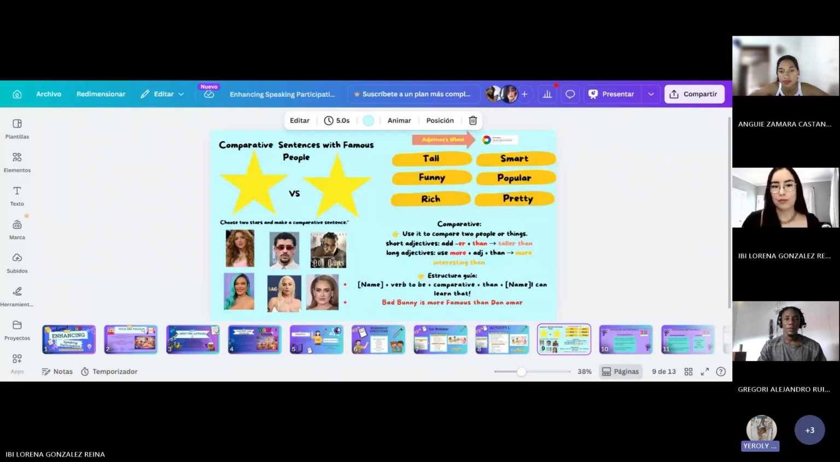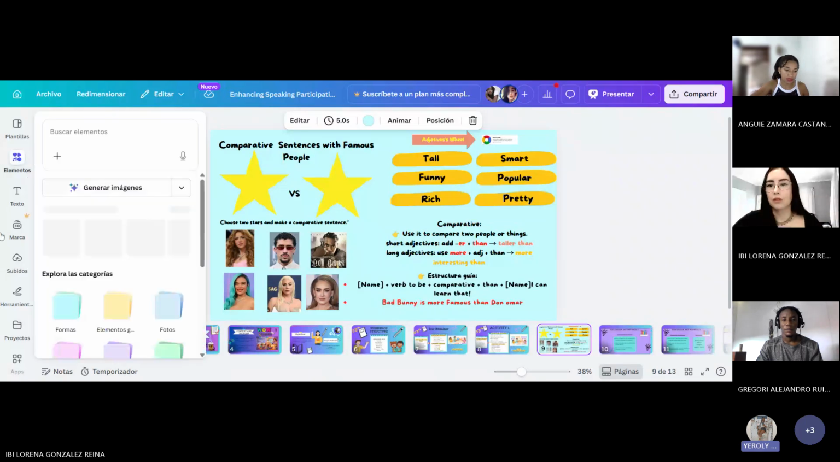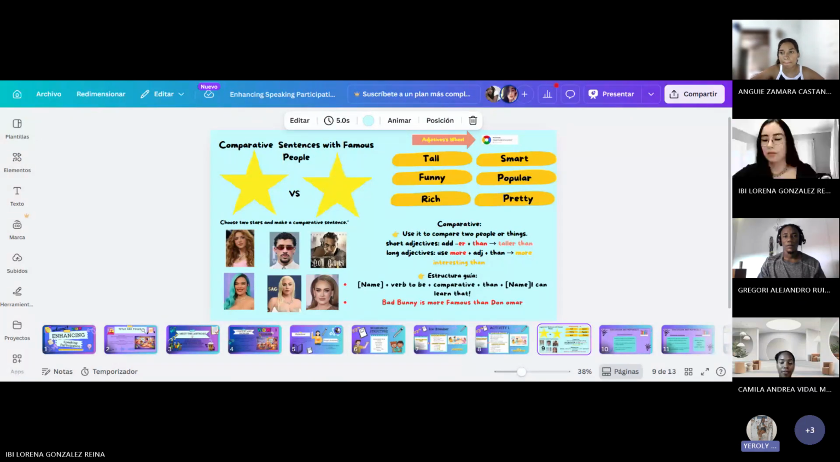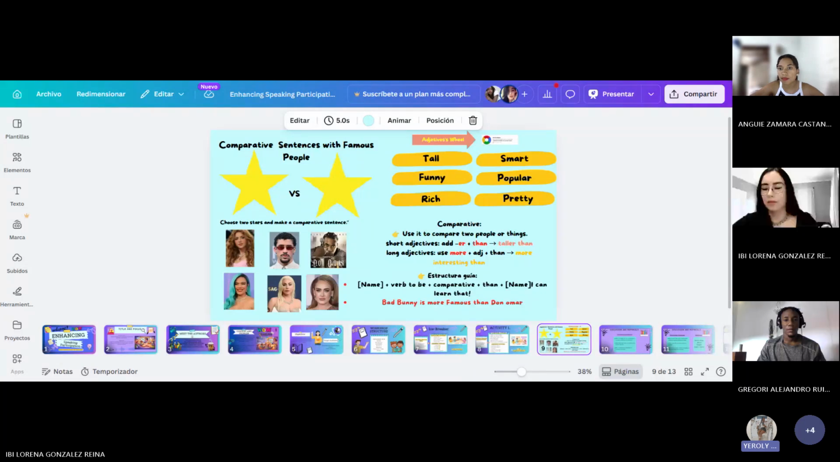Let's move to our next activity. The activity is called Speak and Focus on the Comparative Sentence. We have three elements: some famous people, a wheel with adjectives, and a simple sentence structure. First, we choose two famous people, for example, Shakira and Adele.